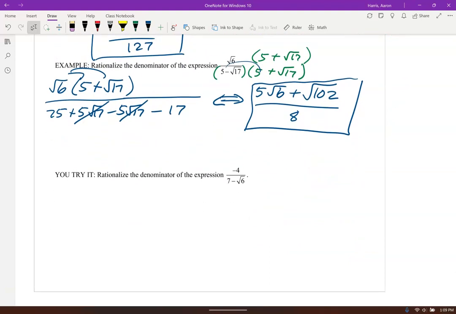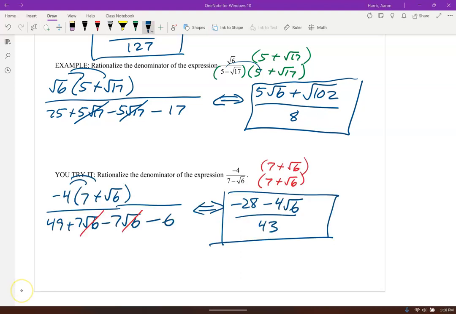And go ahead and pause this and give this one a shot. All right, go ahead, check your work on that. Multiply by the conjugate, 7 plus root 6 on both sides, and call it good.